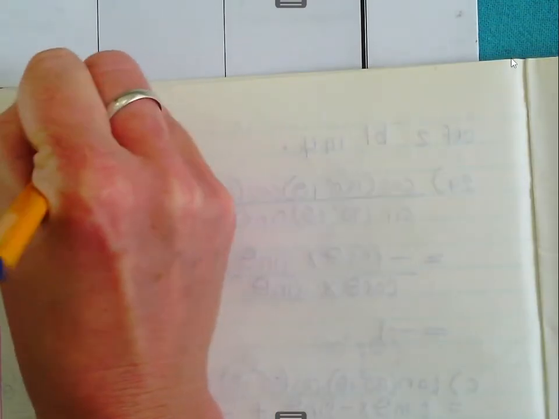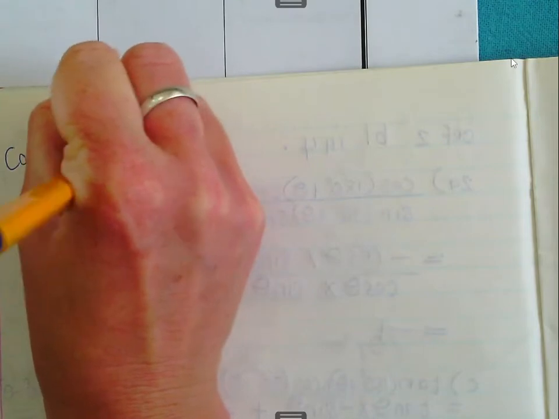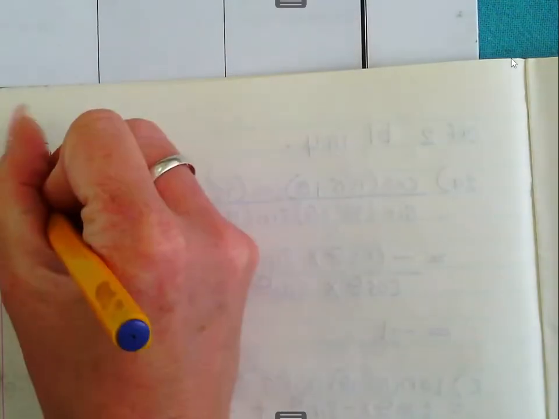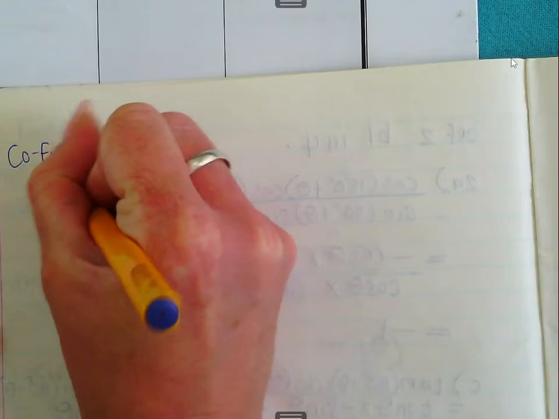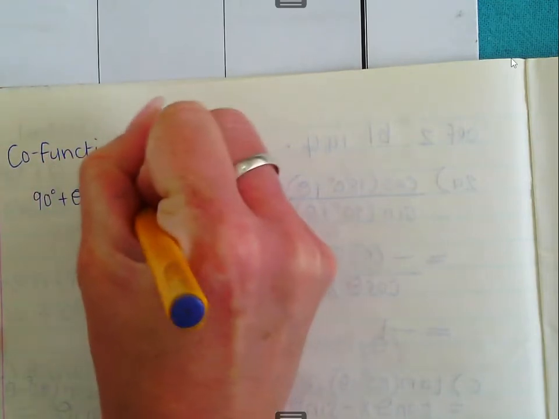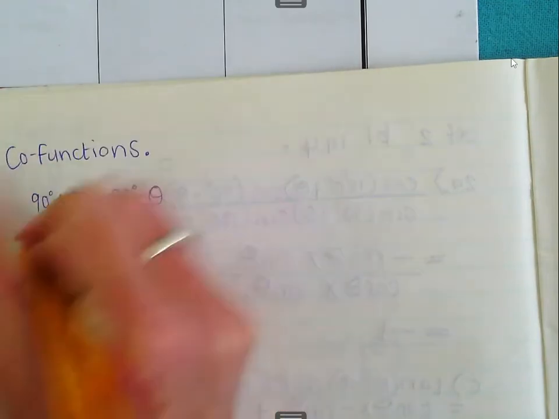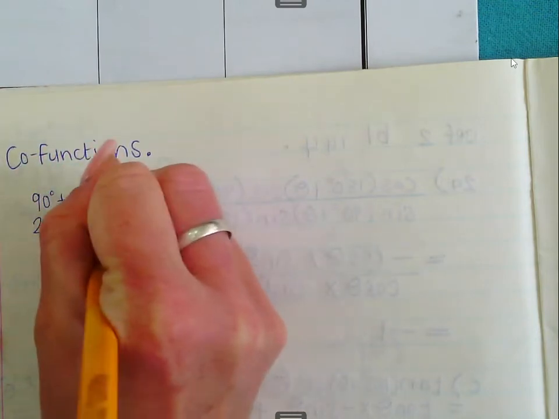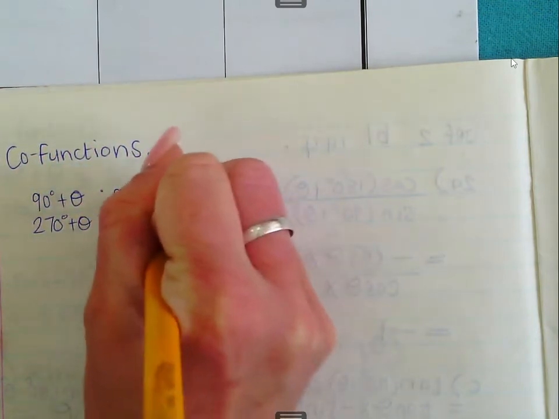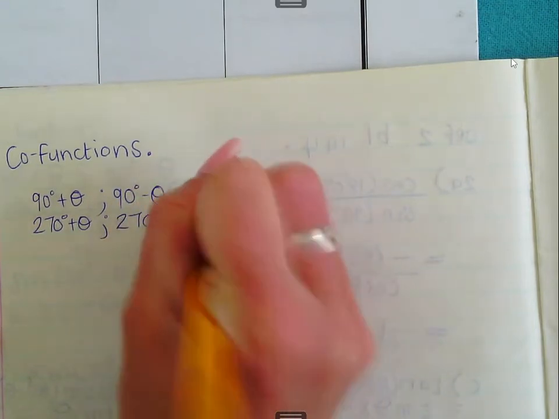Okay, so you can write the heading, co-functions. Co-functions is if you have 90 degrees plus theta, 90 degrees minus theta, 270 degrees plus theta, or 270 degrees minus theta.